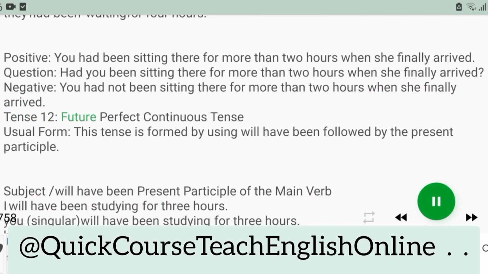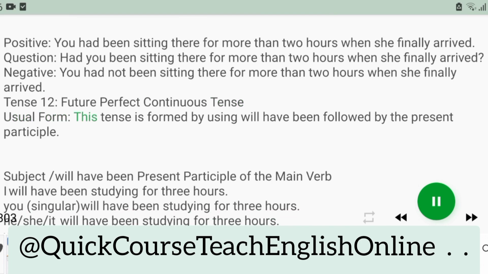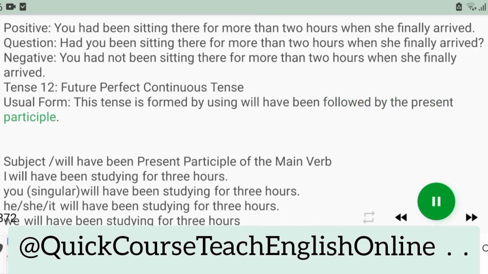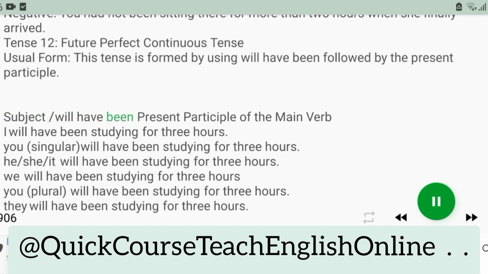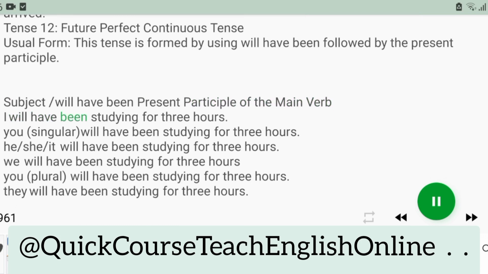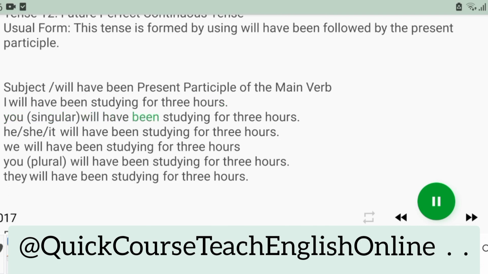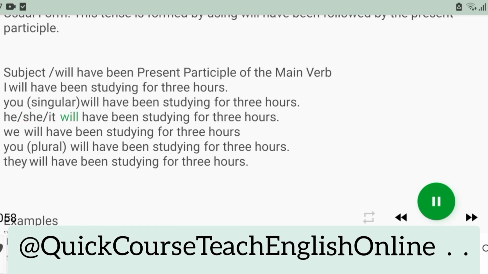Tense 12. Future perfect continuous tense. Usual form. This tense is formed by using will have been followed by the present participle. Subject. Will have been. Present participle of the main verb. I will have been studying for 3 hours. You, singular, will have been studying for 3 hours. He, she, it will have been studying for 3 hours.